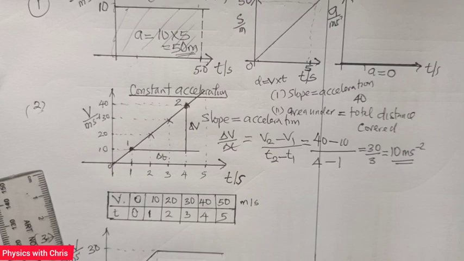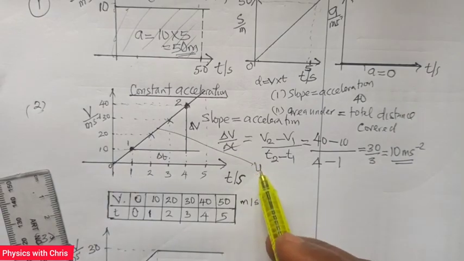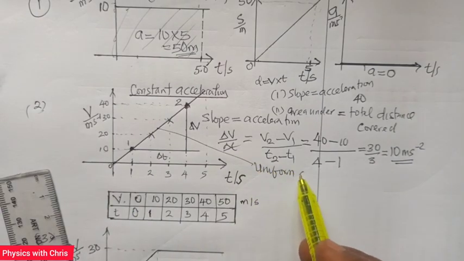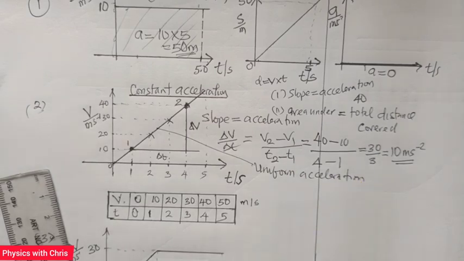So you can see that the slope of a velocity-time graph represents acceleration. And here the slope is constant. It means that this is a graph of uniform acceleration.